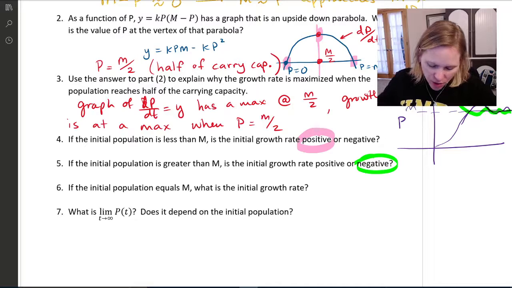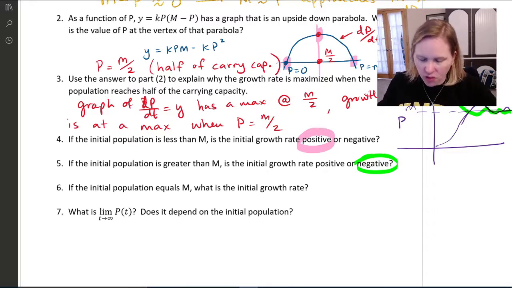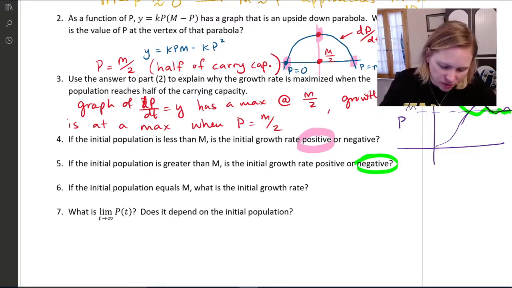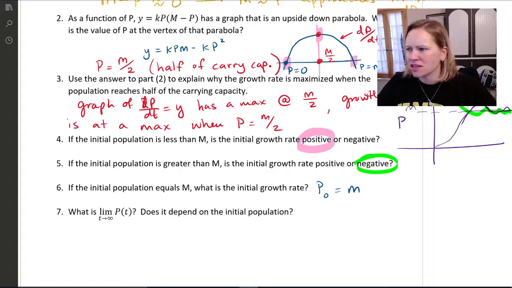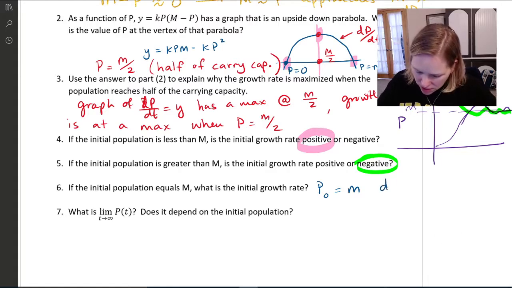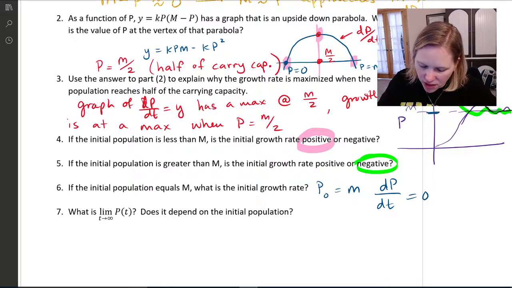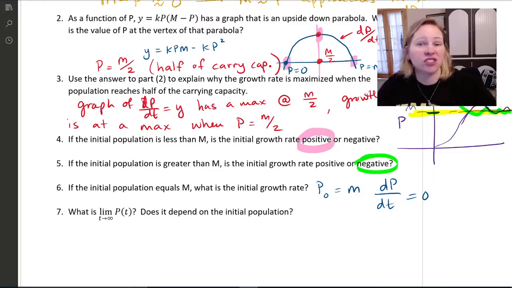Number 6, if the initial population equals m, what is the initial growth rate? Well, if p sub 0 equals m, then I'm going to have that m minus p. That's going to be 0. dp dt is going to be 0. So if we come in right here at m, we're not going to grow. We're going to just stay put. So if my petri dish can support 500 bacteria and I put 500 in there, then we're done. That's it. Not going to grow.